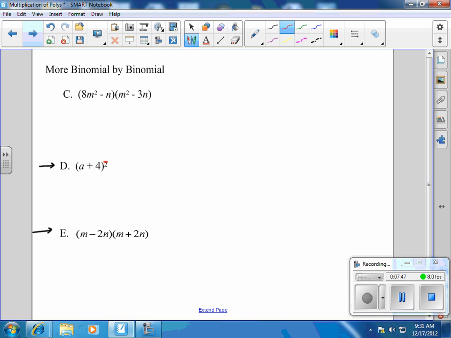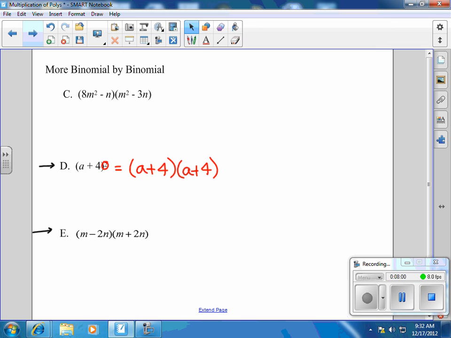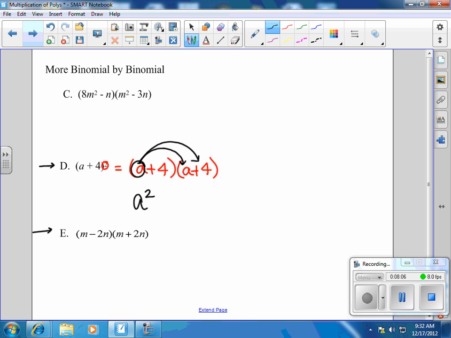Instead, what it means is that I have 2 of these things. I have a plus 4 times a plus 4. 2 of the exact same thing. Like x squared means x times x. So if I was to distribute this first a here, I get a squared plus 4a. But if I distribute the 4, I get 4a plus 16.